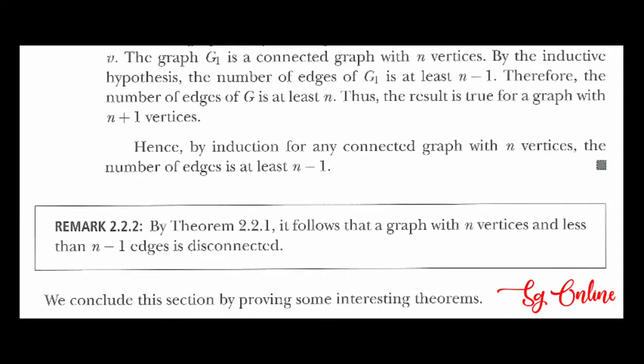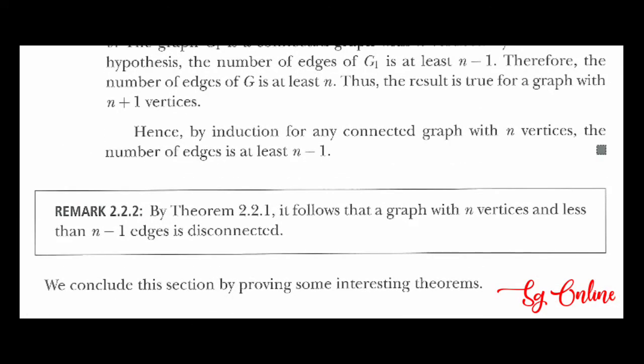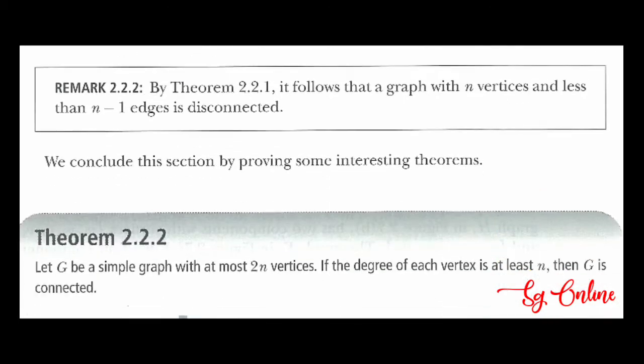Now these are necessary conditions. However, one can understand, suppose we have a 10 vertex graph. If we have any number of edges between 0 to 8, then the graph must be disconnected. So any 10 vertex connected graph must have at least 9 edges. On the other hand, if the number of edges is very low, that is, less than n minus 1, then we can understand the graph is disconnected.